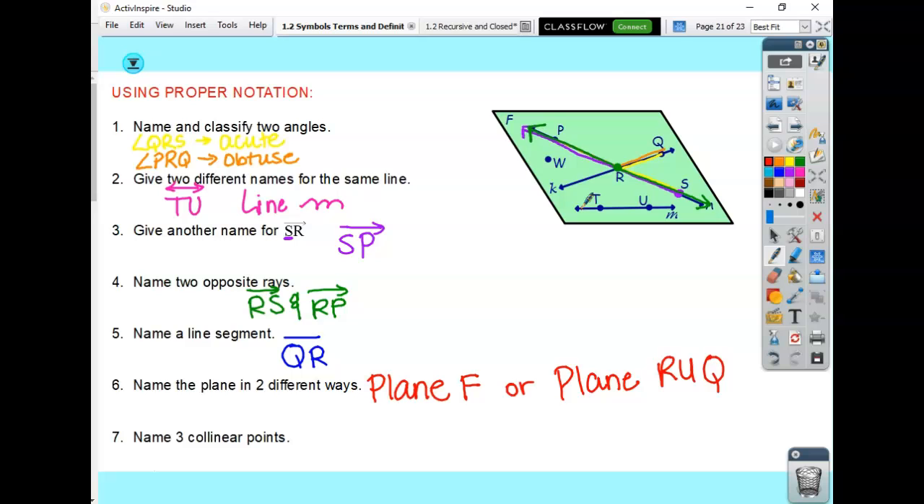And the last one, any 3 collinear points. Remember that collinear means that they're on the same straight line together. So what we're looking for is a straight line, and we're looking for 3 points that are on that straight line. So P, R, and S would be 3 collinear points.